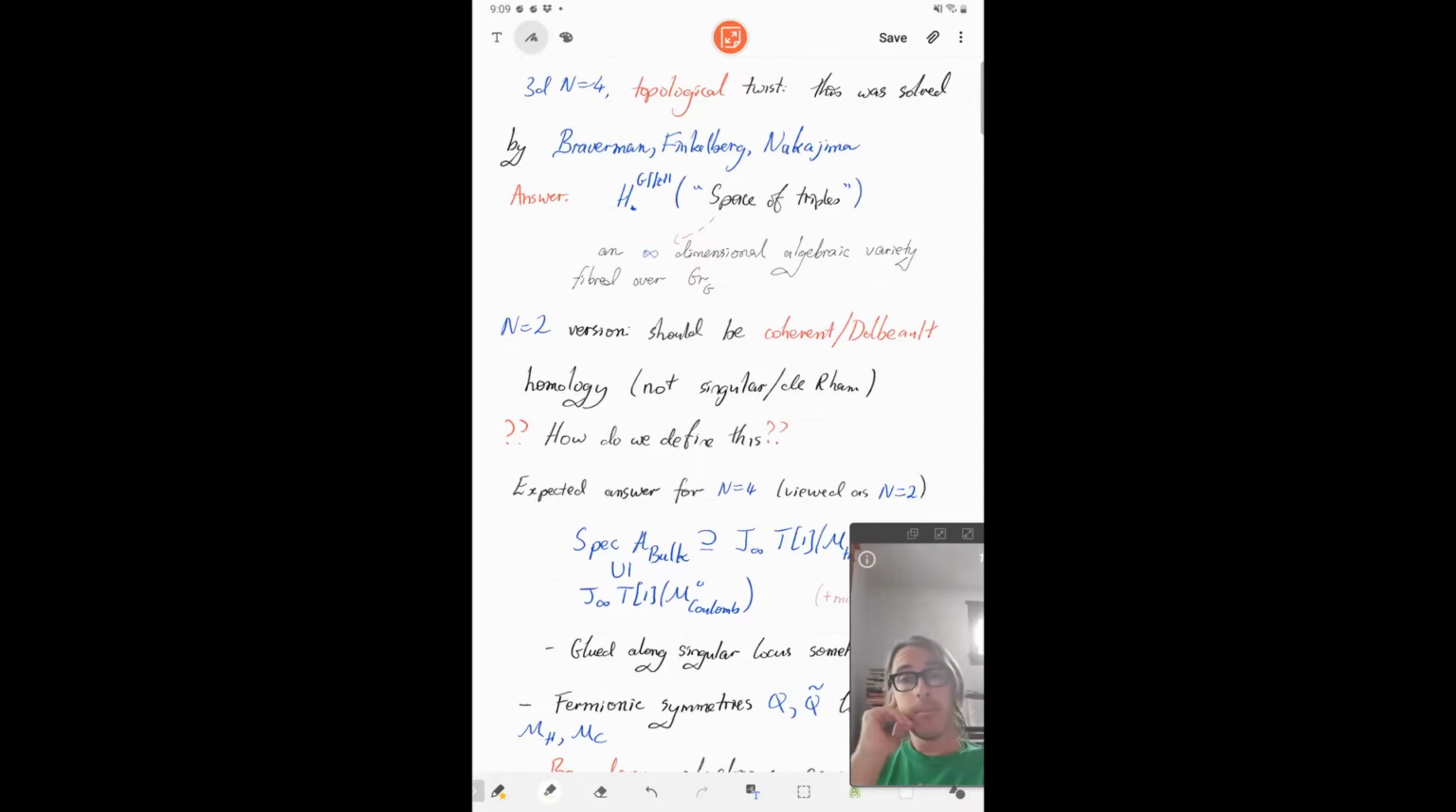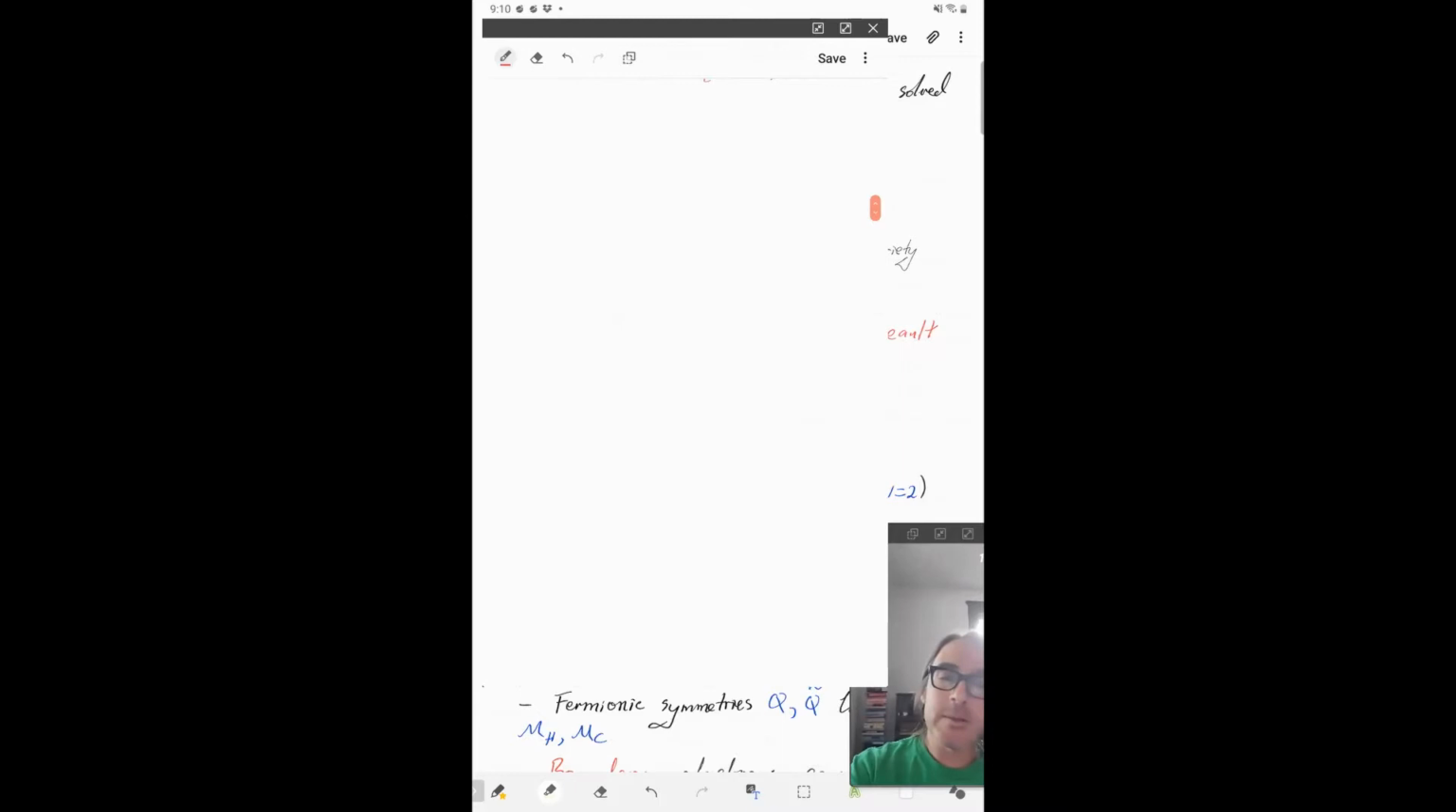What they did was introduce an infinite-dimensional algebraic variety, and they said that the algebra of monopole operators is the homology of this space. They call it the space of triples. And the product on the algebra of monopoles, which is just the algebra of operators in the twisted 3D N=4 theory, is given by some convolution on this infinite-dimensional algebraic variety. They didn't write it in this way, but their construction has a very physical interpretation.